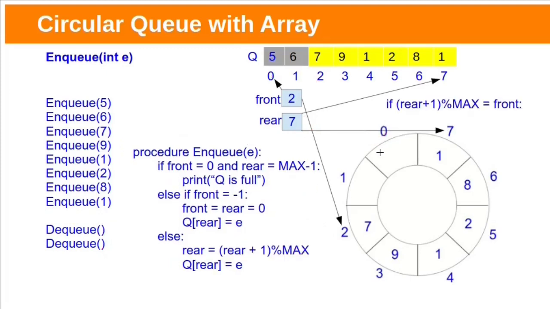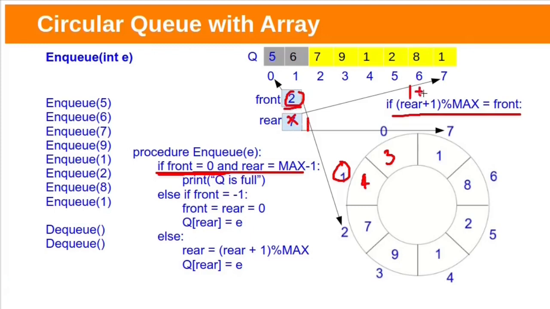Suppose two elements are inserted, 3 and 4. For the next enqueue operation, we should get a queue overflow error since the queue is already full. So this queue overflow condition will not work because front is not at 0. Here front is at index 2 and rear is at index 1. So change this overflow condition like this. We inserted two elements, so rear is at 1 and front is at index 2.